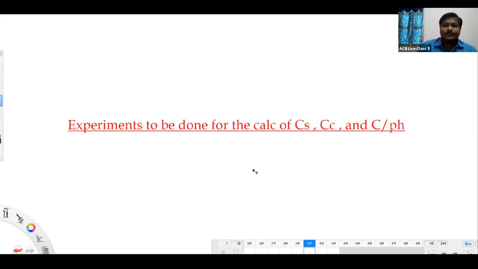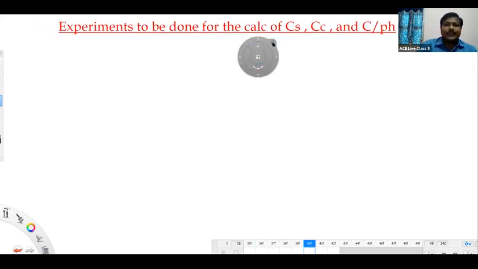Simple, very simple. So we'll be taking up a 3-core cable first. So we are going to do a set of experiments for the calculation of CS, CC, and C per phase. Very simple to understand. Look here. You will take one 3-core cable to the lab. So this is one 3-core cable I am showing.